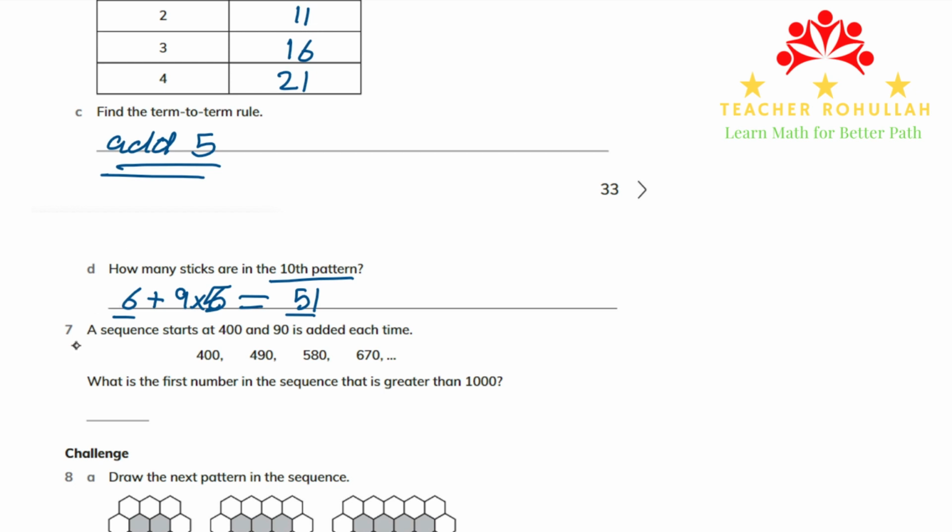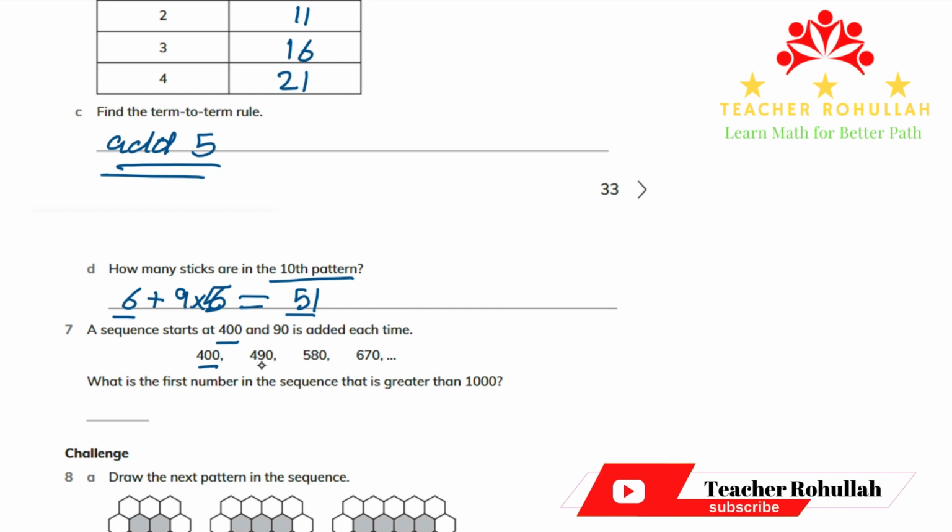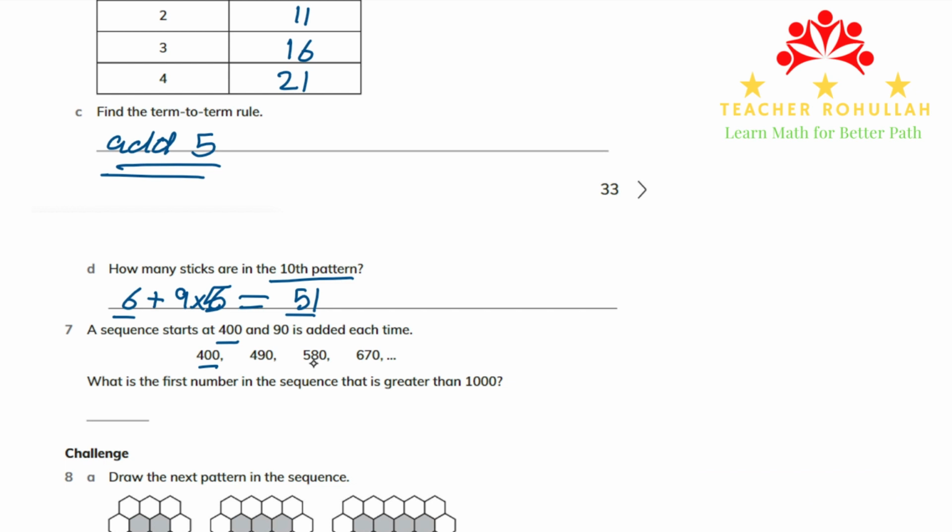In question number 7, it says, a sequence starts at 400 and 90 is added each time. 400 plus 90 is 490. 490 plus 90 is 580. 580 plus 90 is 670. Actually, if we add 100 to 400, it would give us 500. But we have 10 less than 100. Each time, 10 less than 100.